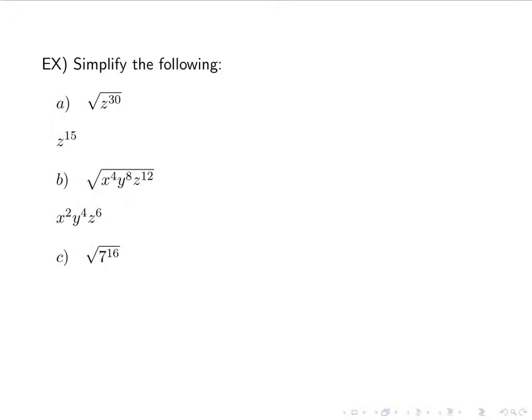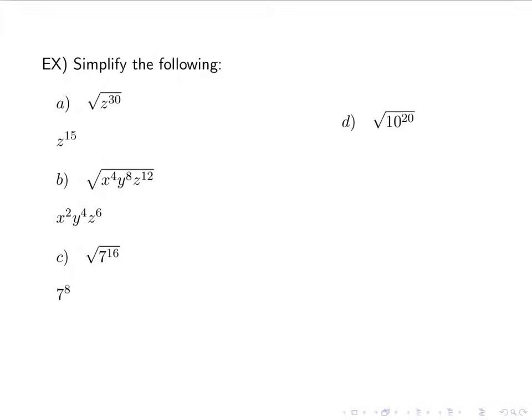For example C, I have the square root of 7 to the 16th. So again, 7 is just my base, that doesn't change. All I'm going to do is divide the 16 by 2 and get rid of the square root. So I'm left with 7 to the 8th.